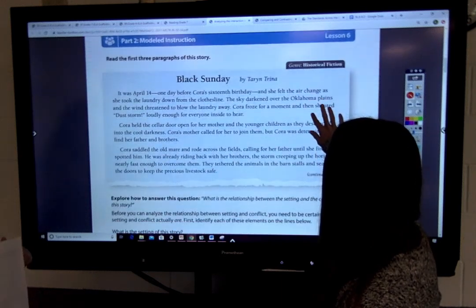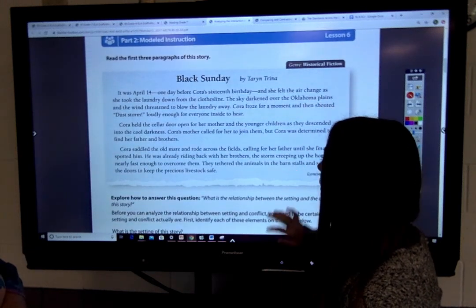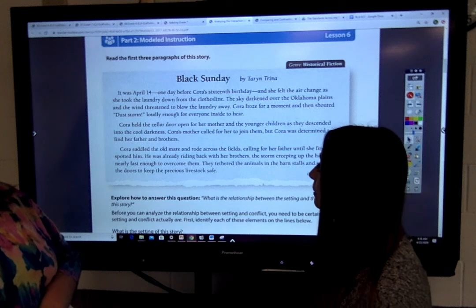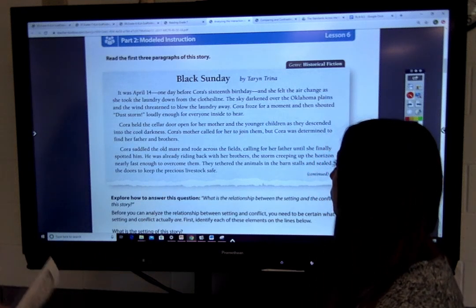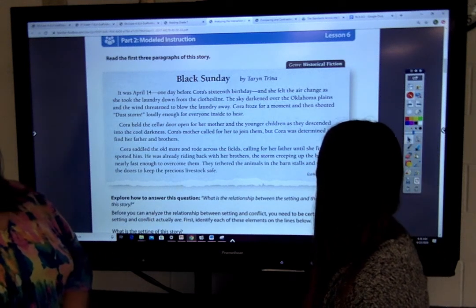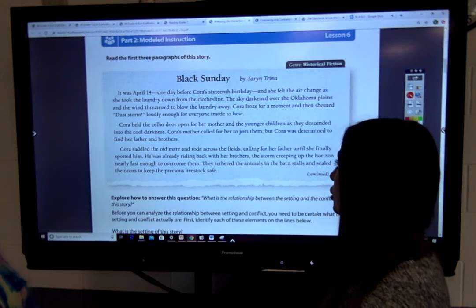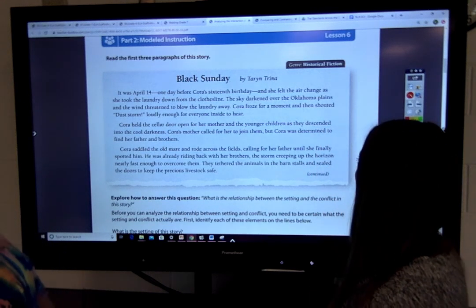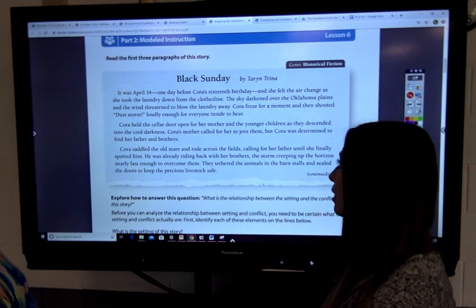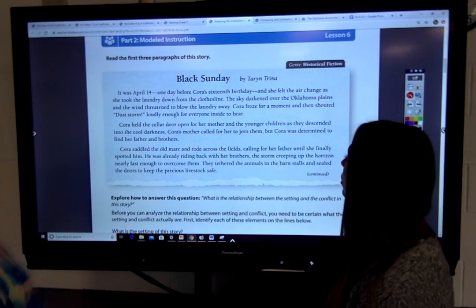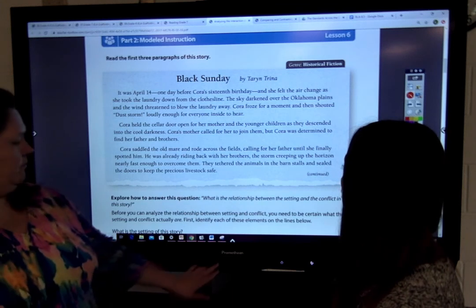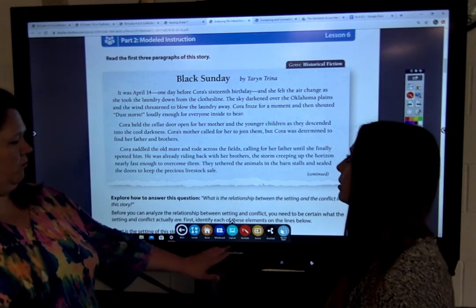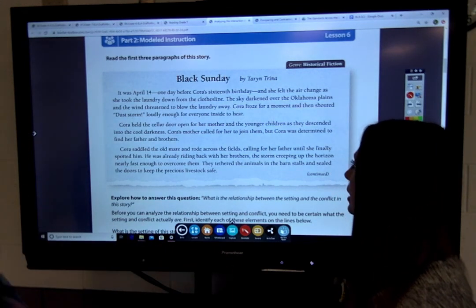It's called Black Sunday by Tara and Trina, and this is a historical fiction story. It was April the 14th, one day before Cora's 16th birthday, and she felt the air change as she took the laundry down from the clothesline. The sky darkened over the Oklahoma plains, and the wind threatened to blow the laundry away. Cora froze for a moment and then shouted, "Dust storm!" loudly enough for everyone inside to hear.